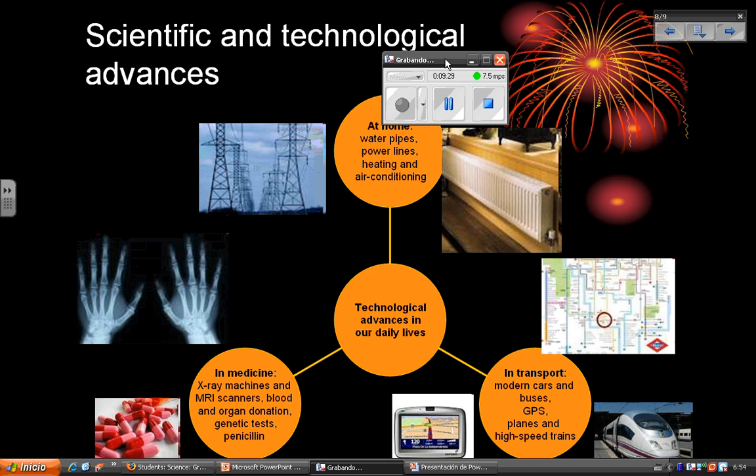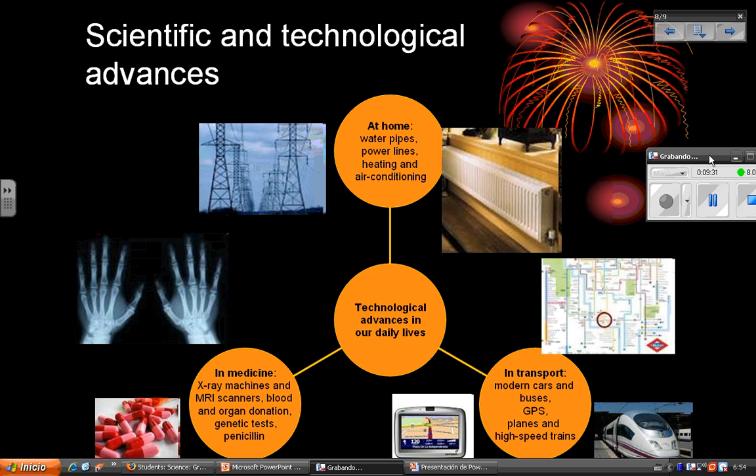Now we're going to talk about some of the concepts in Unit 10, Scientific and Technological Advances. In the unit, we reviewed some of the technological advances in our daily lives. We looked at technological advances that we have at home. That includes things like water pipes that bring water to houses, power lines that carry electricity from power plants to houses and other buildings, and heating and air conditioning, which allow our homes to be comfortable no matter what the weather is.